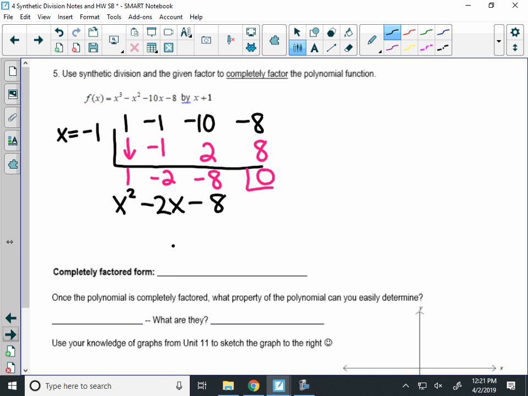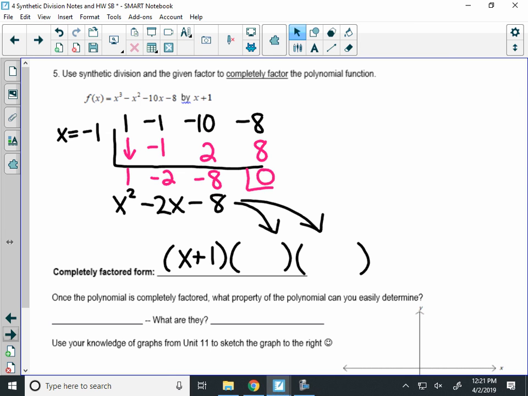Now we're trying to write a factored form here with all those parentheses. We already know, because we got a remainder of 0, that x plus 1 is a factor. We need to find the other factored form by factoring x squared minus 2x minus 8. So you need to figure out what two numbers multiply together to be negative 8 and add to negative 2. Negative 4 and 2. Yeah, so that'll be your factored form, x minus 4, x plus 2.